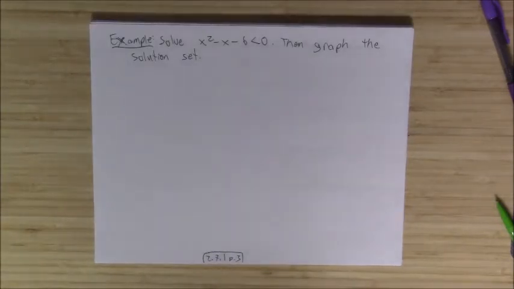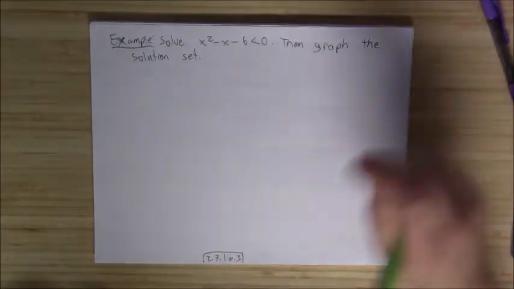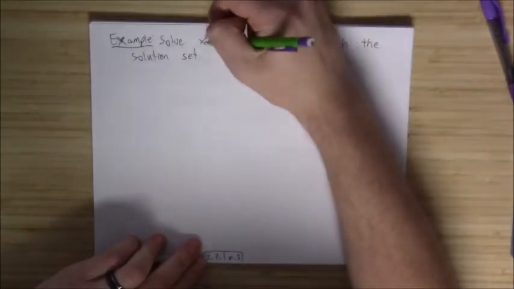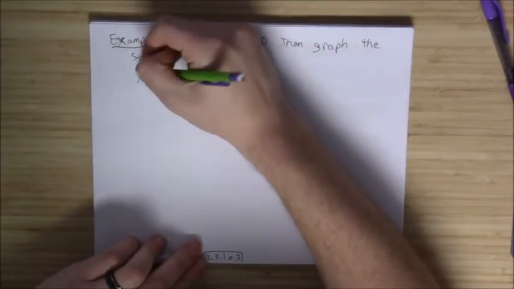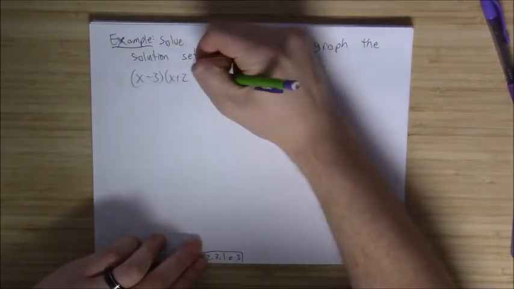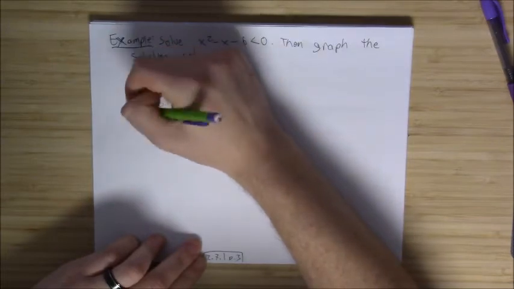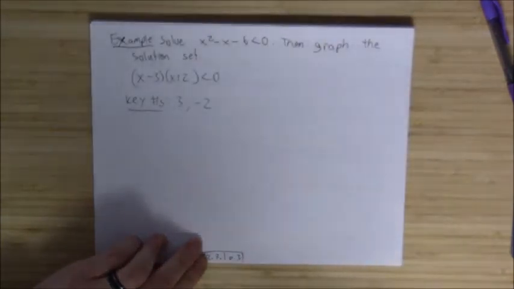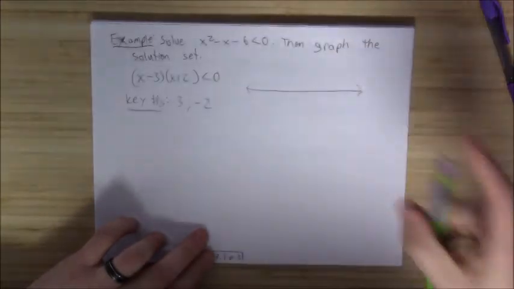Let's solve x squared minus x minus 6 and find where that's less than 0. Then we're going to graph the solution set. Here the first goal is to figure out the key numbers. Namely, we can factor this as x minus 3 and x plus 2 less than 0. That gives key numbers of 3 and negative 2.